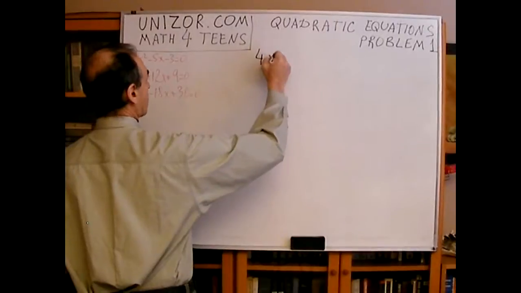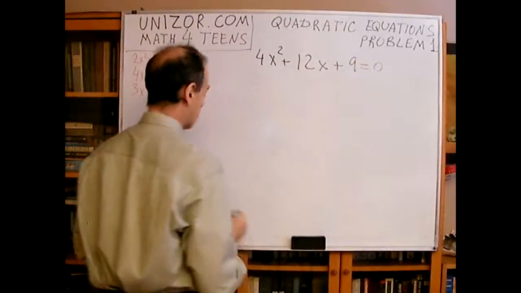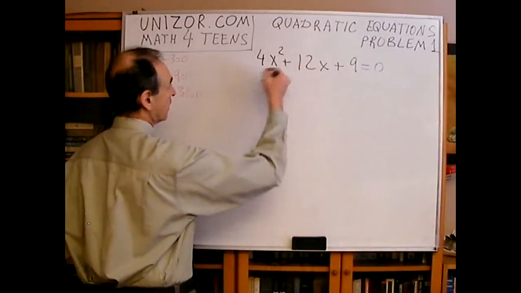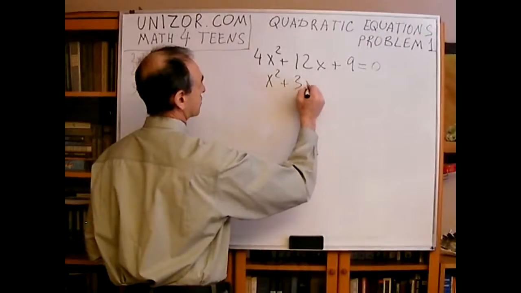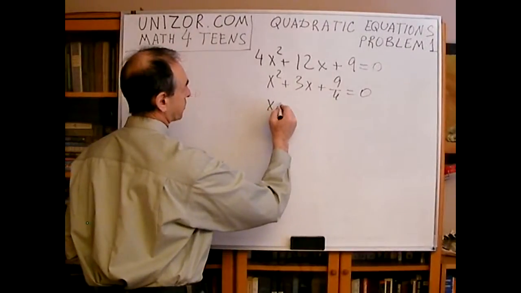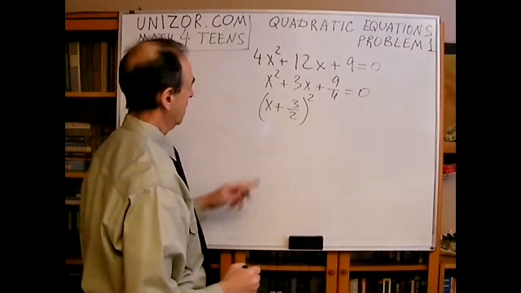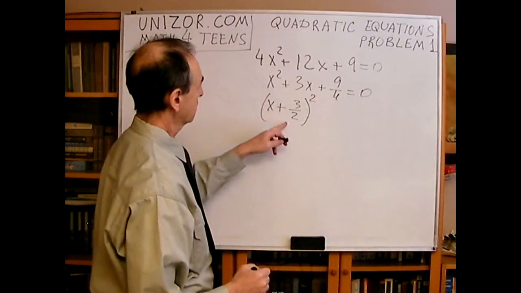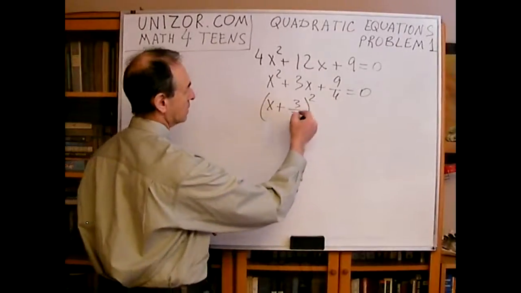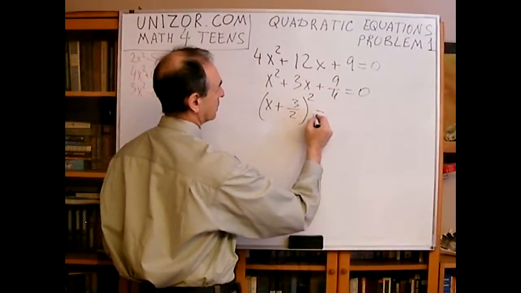So we have 4x squared plus 12x plus 9 is equal to 0. First I divided it by 4, so it's x squared plus 3x plus 9/4 is equal to 0. Now this is x plus 3/2 squared. Just to get 3 here, x squared plus x times 3/2 times 2, that's 3x. And so this is already 9/4. So basically my 9/4 is already covered.